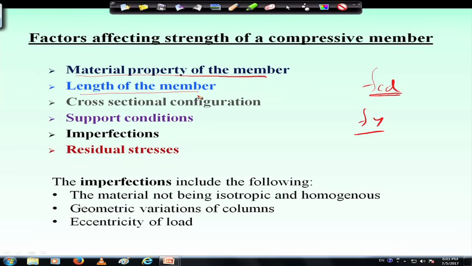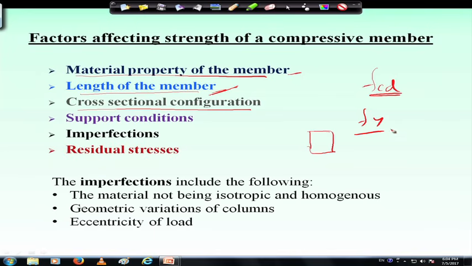So, if length is more, then definitely the compressive load carrying capacity will be less. So, it affects the member as well, and this has to be taken into consideration. That means this is due to overall buckling and this is due to crushing, and then the cross sectional configuration. Cross sectional configuration means in case of an RCC member there is no problem, because there will be no local buckling, because generally in RCC members we use rectangular, square or circular sections.